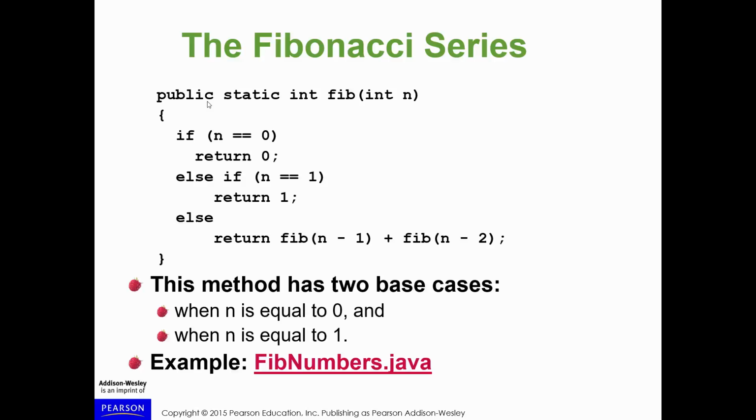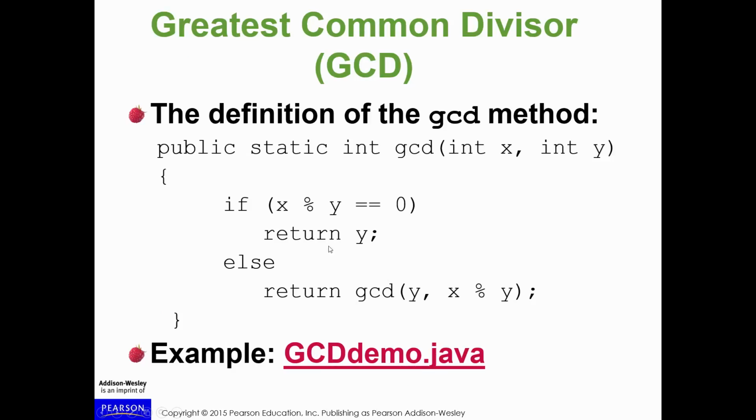This method has 2 base cases, and again, with that base case, what you're saying is if you reach a certain point in here, you get out. All right? And they give an example of it in here also. This is the greatest common divisor, or GCD method.